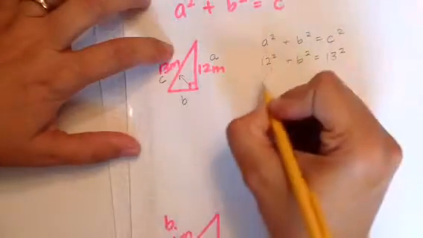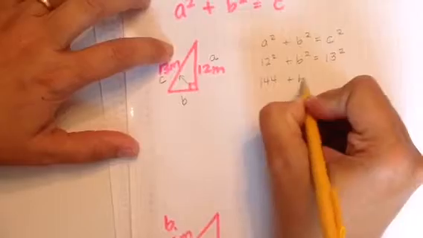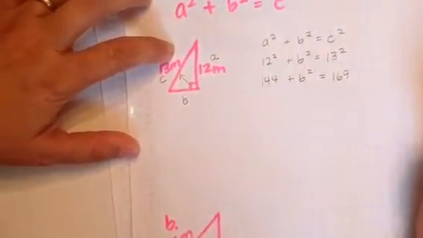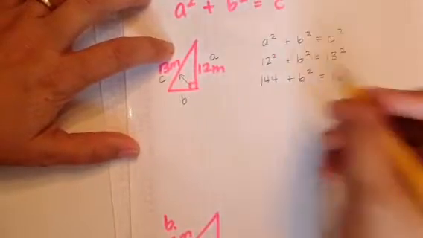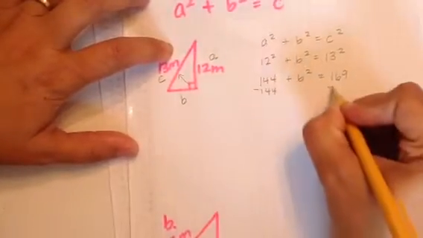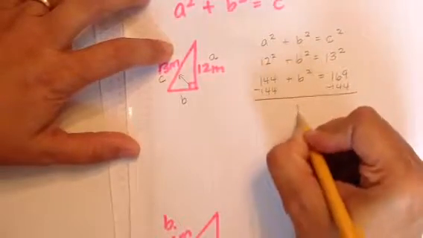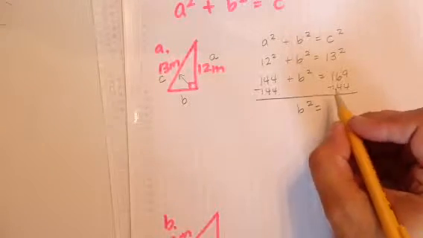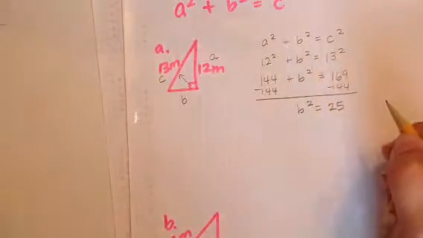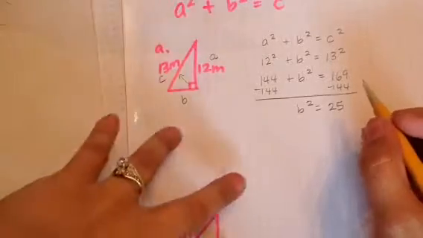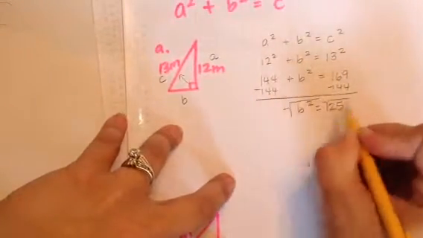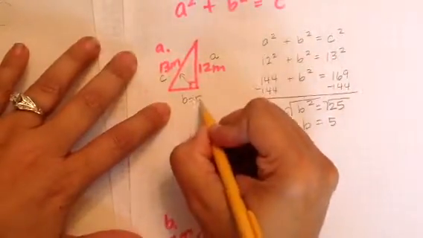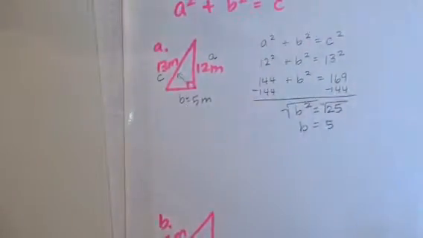Alright, 12 squared is 144, B squared is unknown, and 13 squared is 169. Now I need to solve this equation for B squared, so I'm going to subtract 144 from both sides. And when I do, I have B squared is equal to 25. Now I'm going to take the square root of both sides to get the value of B. B is equal to 5. So the length of this side is 5 meters.